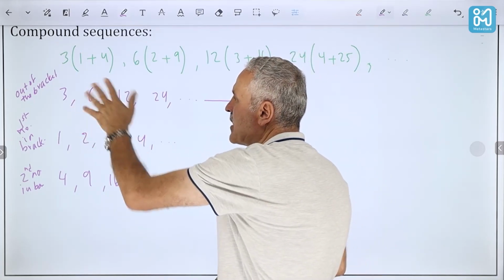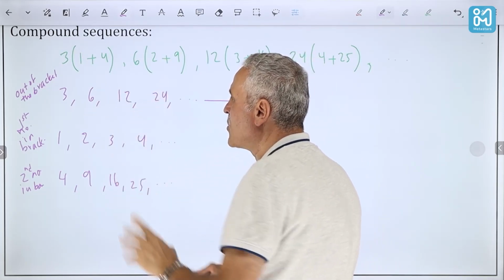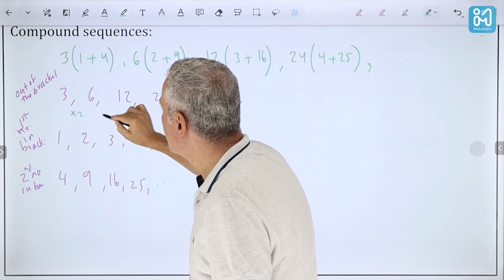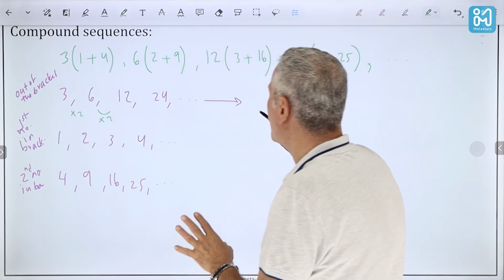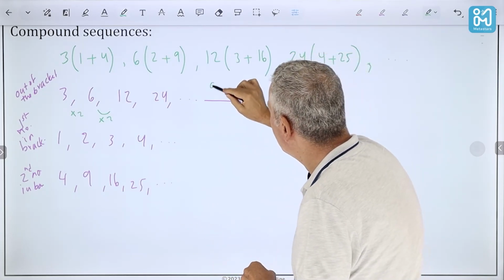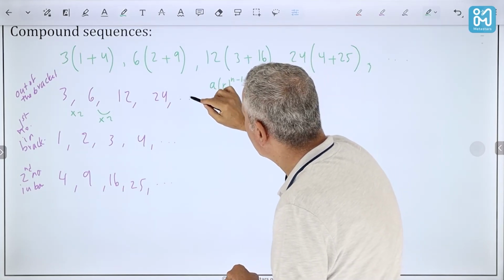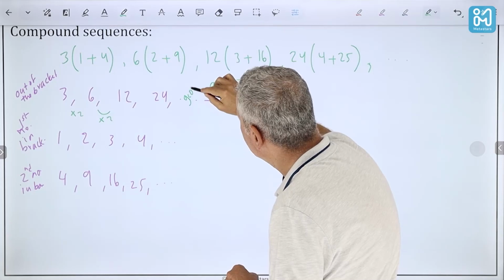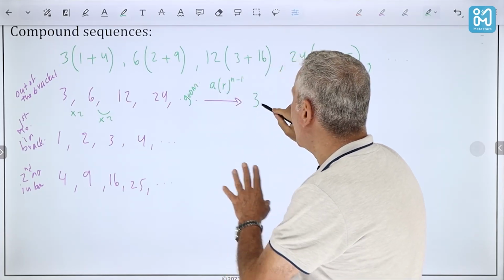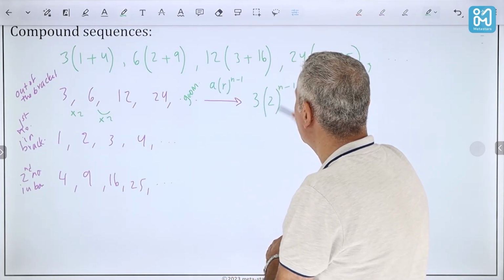Addition plus 3, plus 6. It's not arithmetic. Times 2, times 2, times 2. So this is geometric. The rule for geometric, I'm going to just remind you of this rule. A is the first term, R is the common ratio to the power of n minus 1.